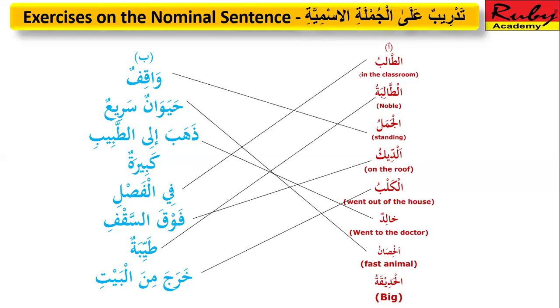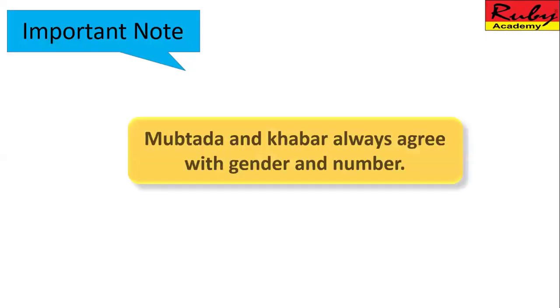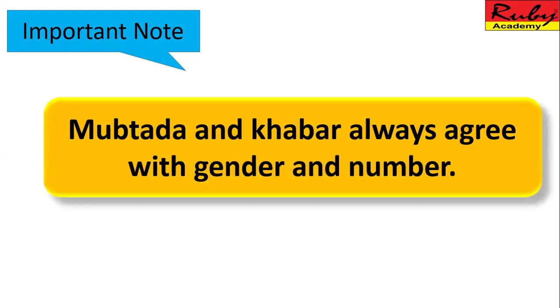This is an important point for when you construct your sentences. What is this? Mubtada and khabar always agree in gender and number. This is very, very important. We have learned in the properties of nouns that there are two properties, number and gender. So you need to go through the numbers and their endings so that you can understand.